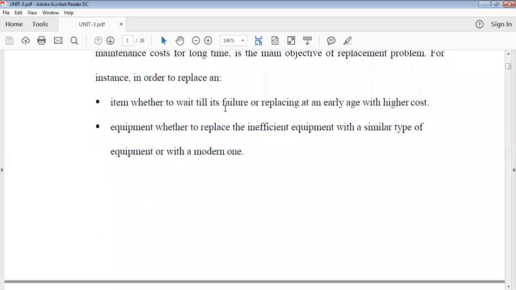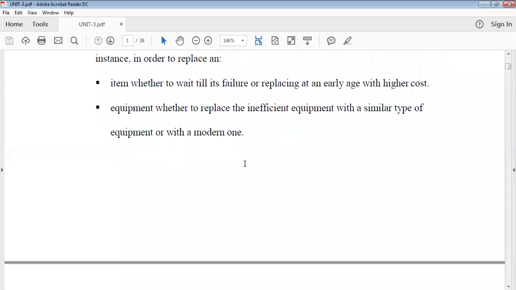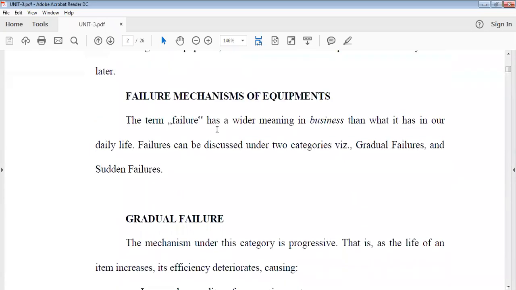Whether to replace immediately, or wait for some time until it fails, or replace it at an early stage; replace the inefficient equipment with a similar type or with a modern one. These are the things that are involved in this.